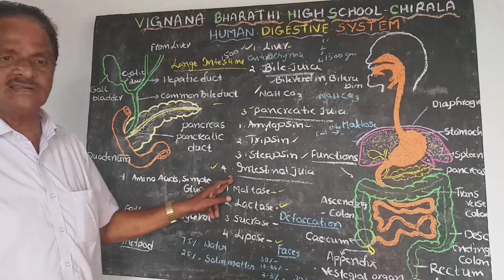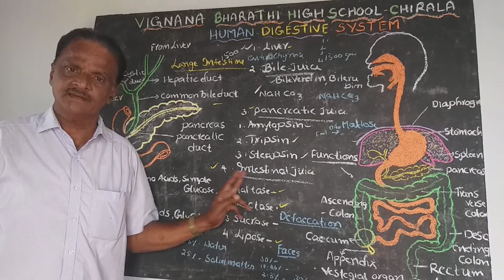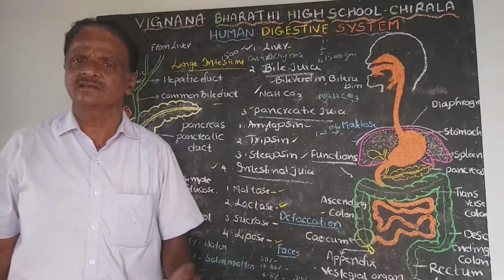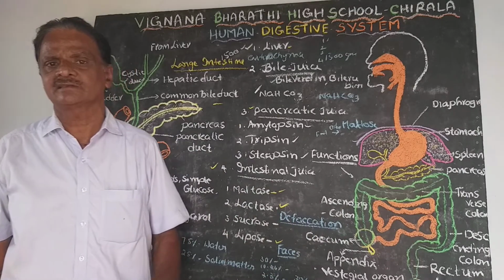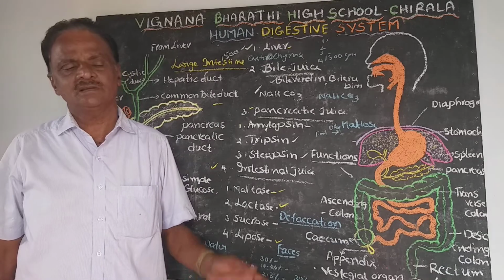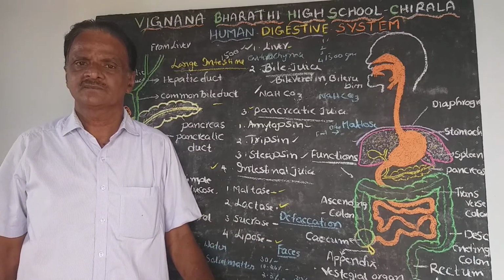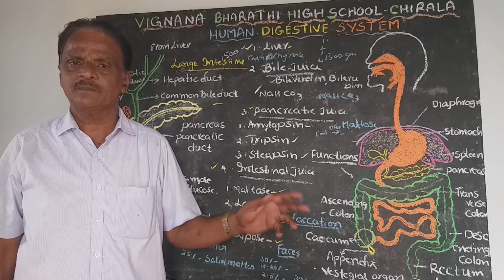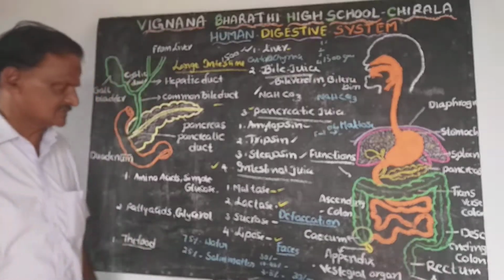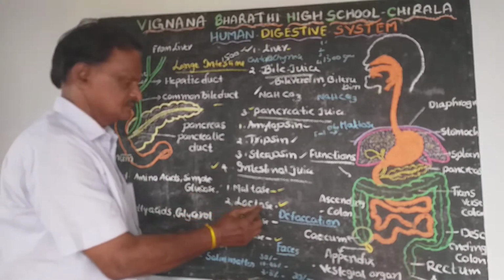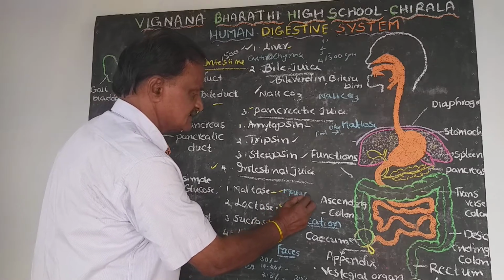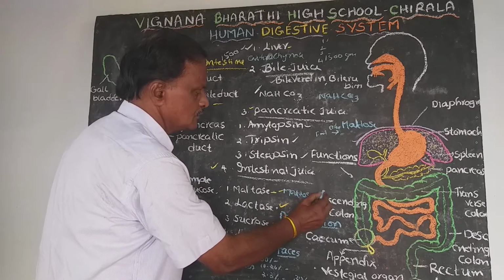The fourth one is intestinal juice. It is produced from the small intestine. It contains peptidases, which convert small peptides into amino acids. Next, maltase, to digest maltose into glucose.